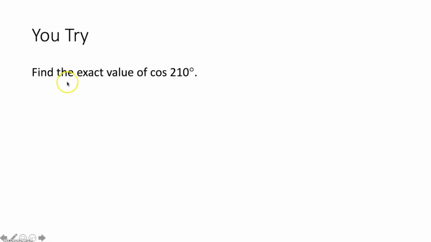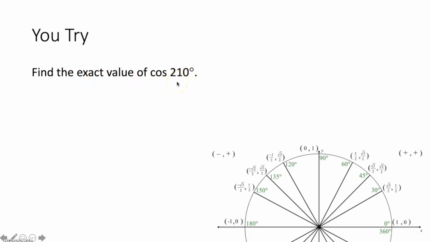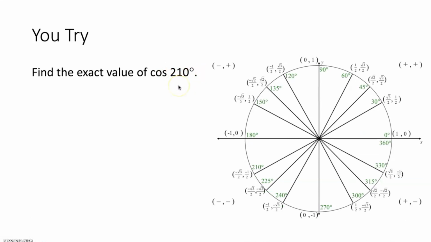Oh, you try! Okay, doing the same thing. We want to find the exact value of cosine of 210 degrees this time. And because 210 degrees is a multiple of 30 degrees, we can use the unit circle to help us figure this out. So the first thing we're going to do is create our angle in standard position. So we're going to draw our initial side as a ray on the positive x-axis, and then rotate our terminal side counterclockwise positive 210 degrees.